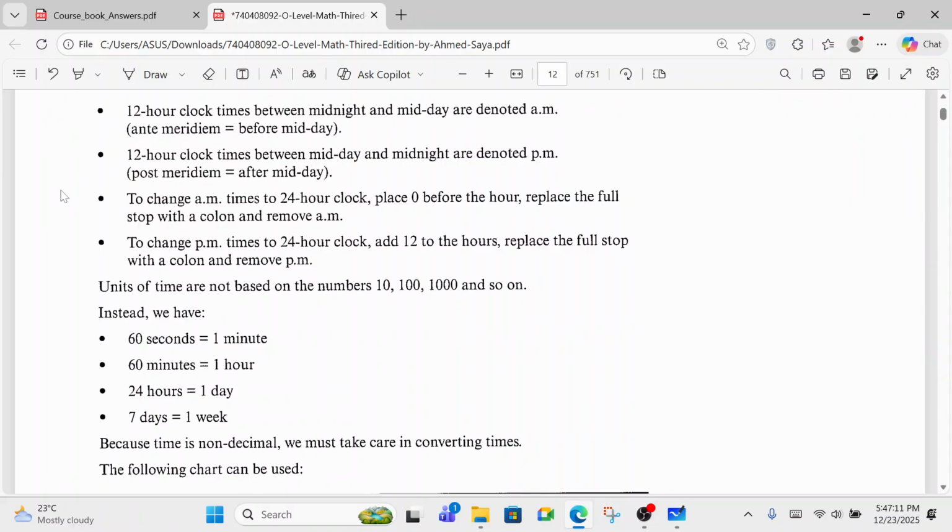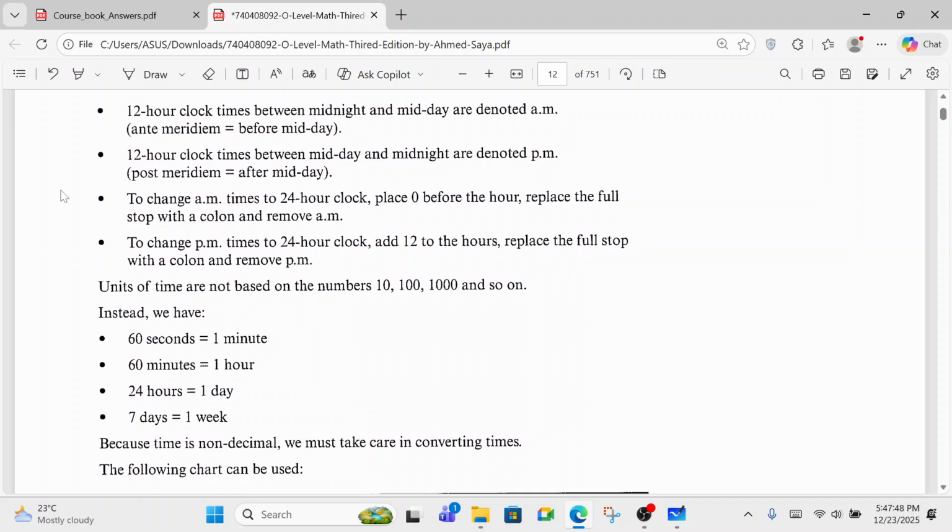So 12-hour clock times between midnight and midday are denoted as AM, ante meridian, before midday. 12-hour clock times between midday and midnight are denoted as PM, post meridian, after midday. To change AM times to 24-hour clock, place a 0 before the hour, replace the full stop with a colon, and remove AM. Okay, this is for 24-hour clock. And to change PM times to 24-hour clock, add 12 to the hours, replace the full stop with a colon, and remove PM.